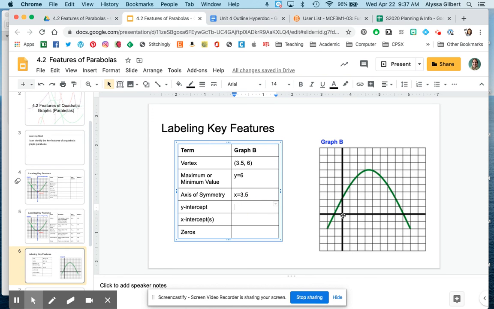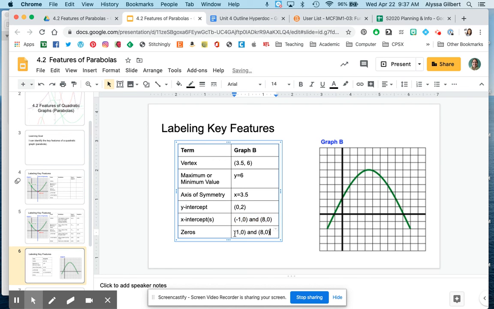Y-intercept. So it looks like it goes through the y-axis at about 2. So we'll put in 0, 2. Now see the x-intercepts here. See how it goes through the x-axis at 2 points. So you're going to write down both of them. The first one goes through the x-axis at -1, and then the y value is 0. And it goes through at 1, 2, 3, 4, 5, 6, 7, 8. So 8 and 0. And the zeros are going to be the same.